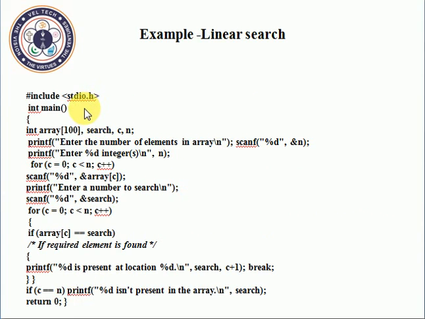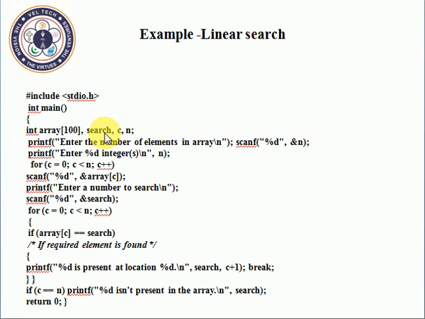This is an example for linear search. First, I have created my array with the same data type. I want to store nearly 100 elements, and for that I have used size 100 with the name array, right? The data type is integer, so obviously my stored elements will be integer values.